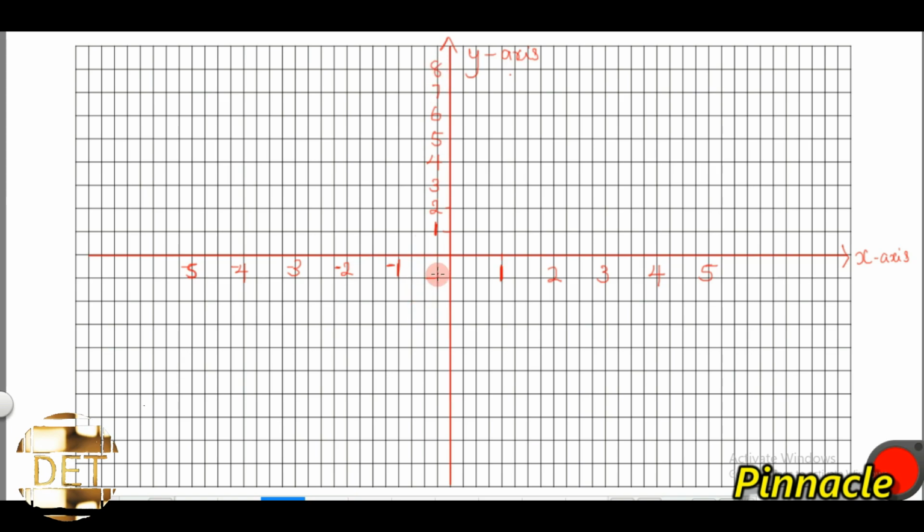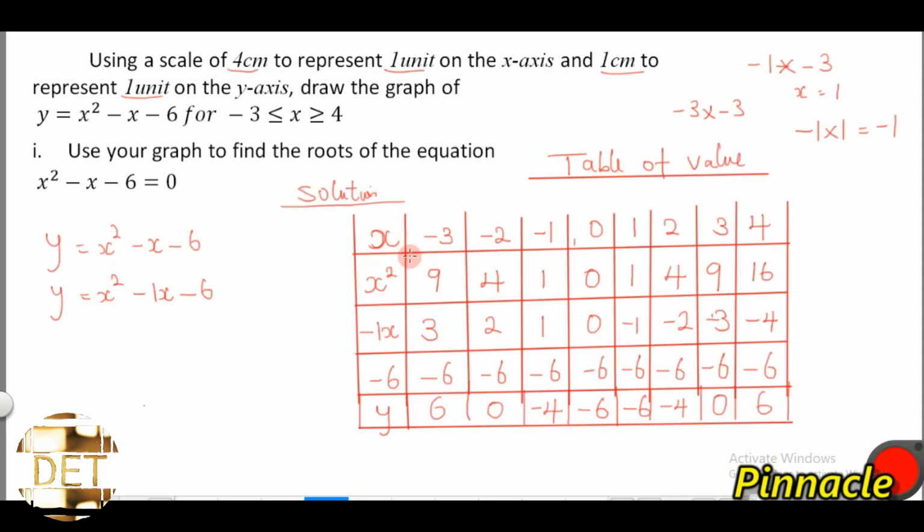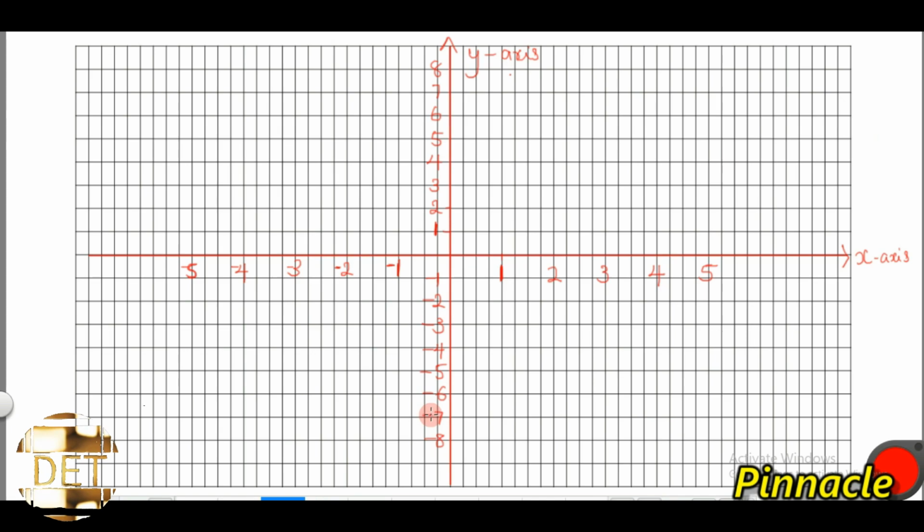So this is minus 1, minus 2, minus 3, minus 4, minus 5, minus 6, minus 7, minus 8. So 1 centimeter to 1 unit on the y-axis. So let's go back to our table of values. When x is equal to minus 3, our y is equal to what? 6. So when x is equal to minus 3, our y is equal to 6.